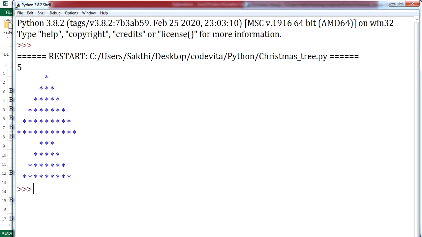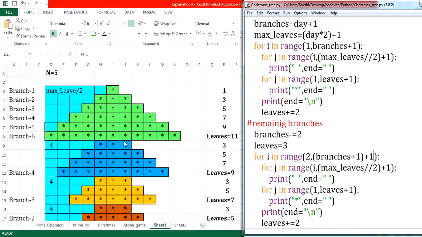Now the rest of your work is that you are supposed to draw the remaining parts. For the remaining part, is there any similarity between your part 2 and part 3? Yes. This is also starting with 3 leaf and this is also starting with 3 leaf. The only variation is that the number of branches varies, right?